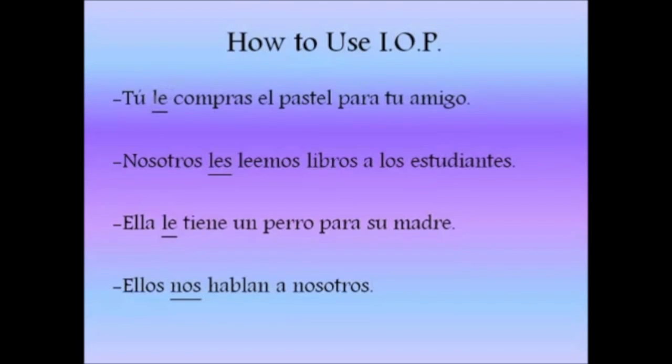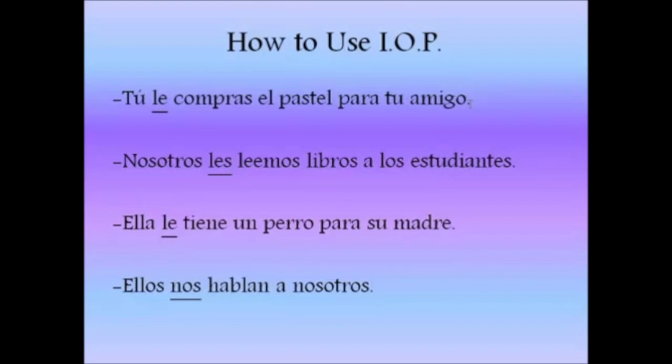Alright, before, if you take out the le, that was our first example. You buy the cake for your friend. Your friend needs to be replaced or matched up with an indirect object pronoun. So would it be me, te, le, nos, or les? It would use le since it's singular. And so you had tú le compras. Just like with our direct object pronouns, it always has to come before the verb. Now, is there going to be a time where we can take out para tu amigo? You bet. But we'll talk about that next.